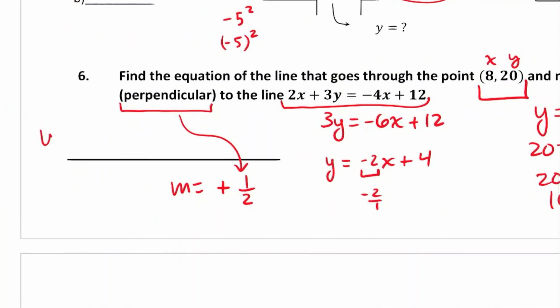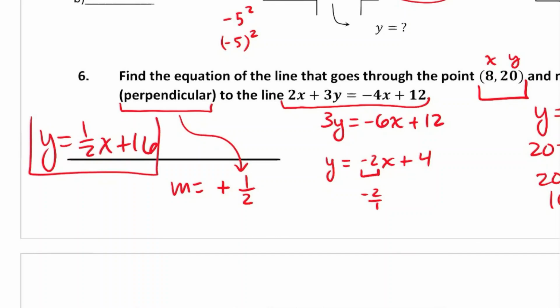I'll write it right here. Y is 1/2 times x plus 16. So this line has 2 properties. First property is that it makes a right angle. It will make a 90-degree angle with this line. So if they're both drawn, they would be perpendicular to each other. And the other thing is that line will pass through this point, 8, 20.